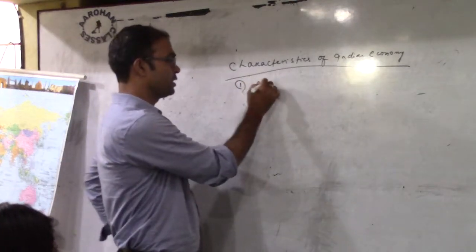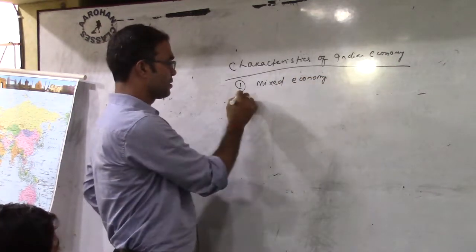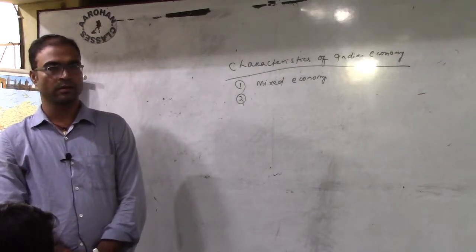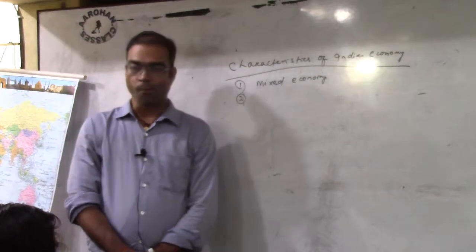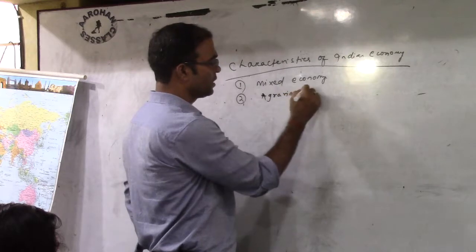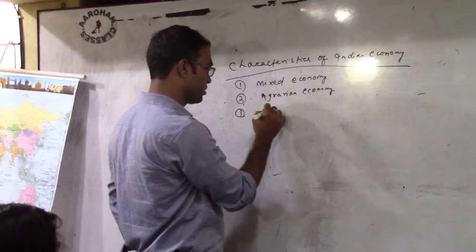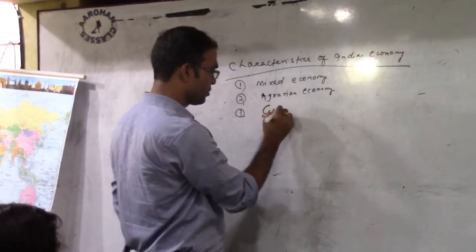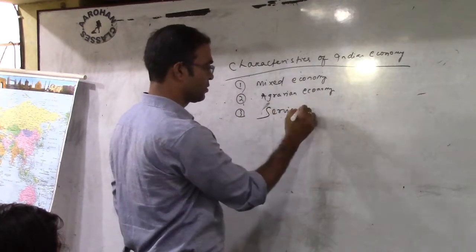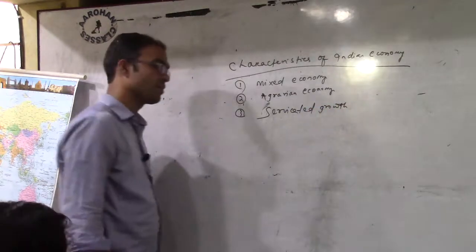Okay, it is a mixed economy. Then what else? Agrarian economy. Our growth is service-led growth. Why service-led growth? Our growth model is service-led.